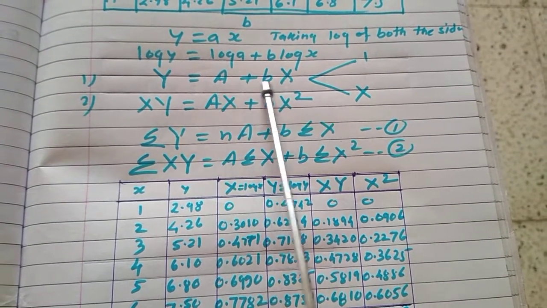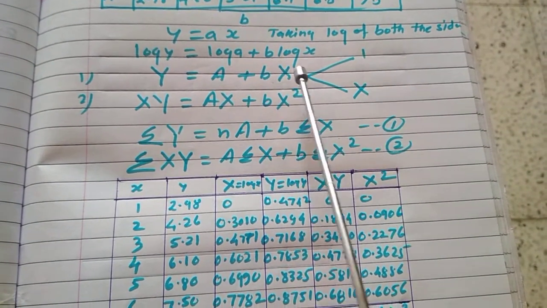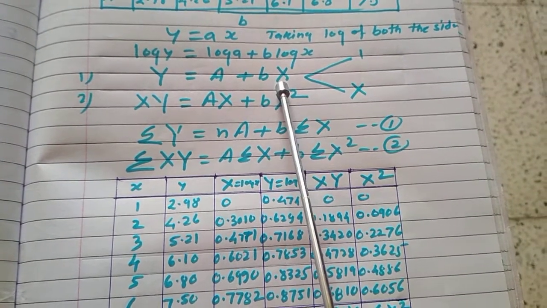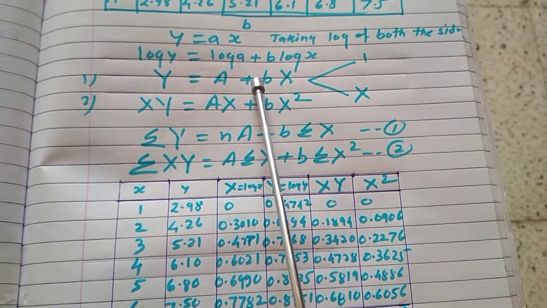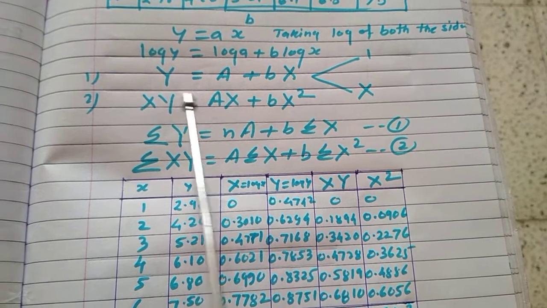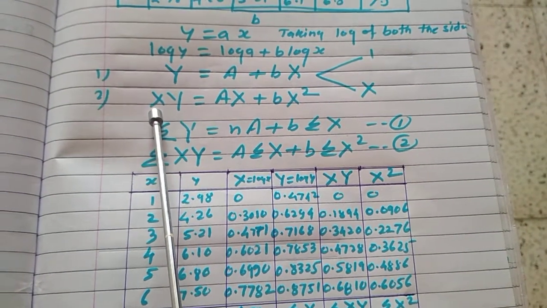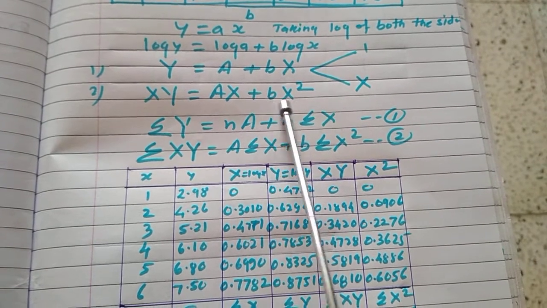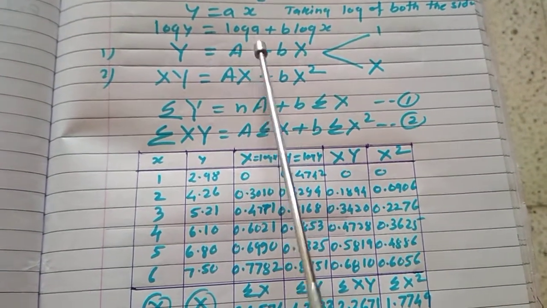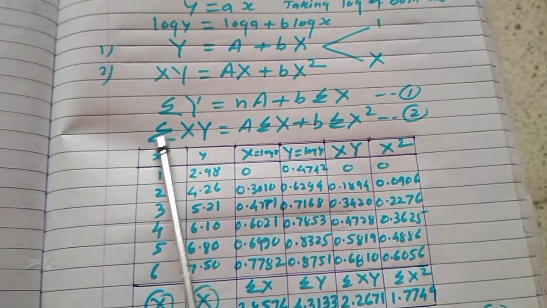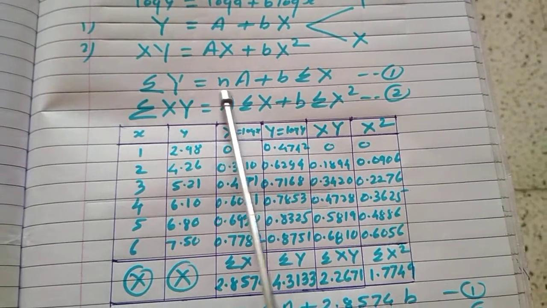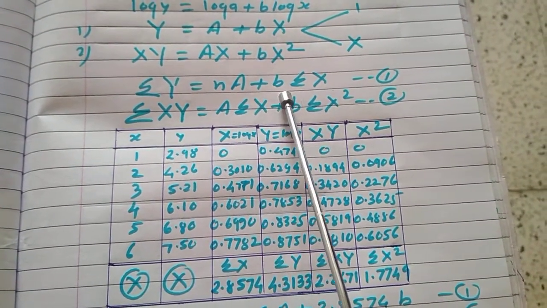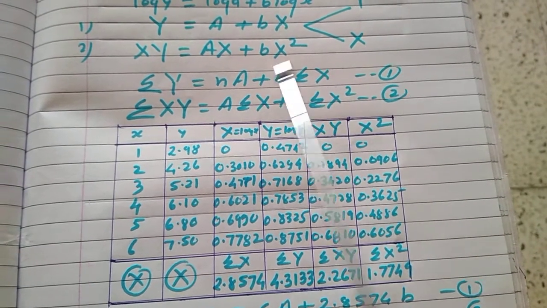So capital A and small b coefficients are 1 and X. 1 means the first equation remains as it is. And now multiply this equation by capital X, so you will get another equation: capital XY is equal to capital A capital X plus B capital X square. Now taking summation of both the equations: summation of capital Y is equal to NA plus B summation of capital X, equation number 1.